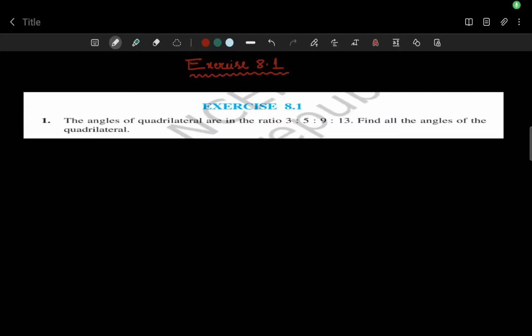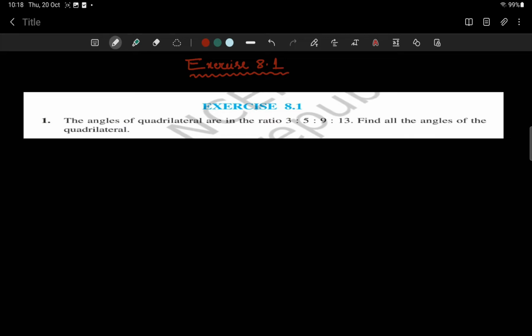In this video we will be starting exercise 8.1, which we have already studied all the parts of. So this exercise belongs to that. Here you need to keep in mind the properties of quadrilateral and parallelogram, and the angle sum property, and it's a very easy exercise.